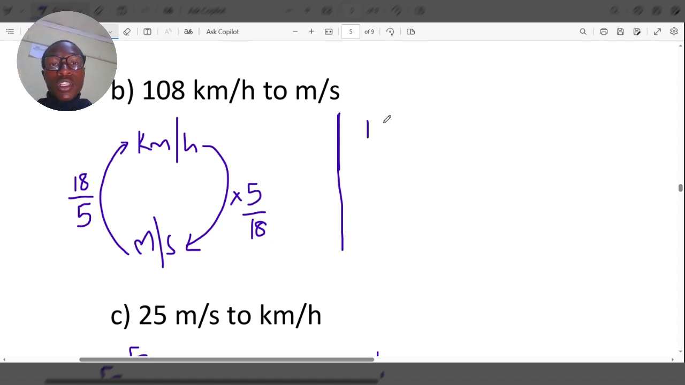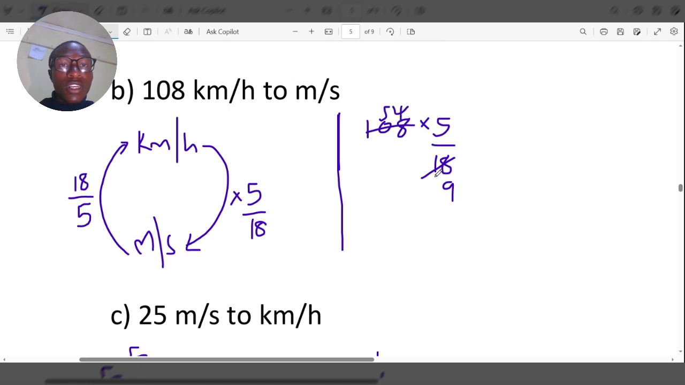We take 108, we multiply by 5/18. And maybe we can simplify this by 2: 9 by 2, 54. We can further simplify by 9: 1 by 9, 6. So basically, we get our answer equals 30 meters per second. So you see how the relationship by this fraction makes it way easier.